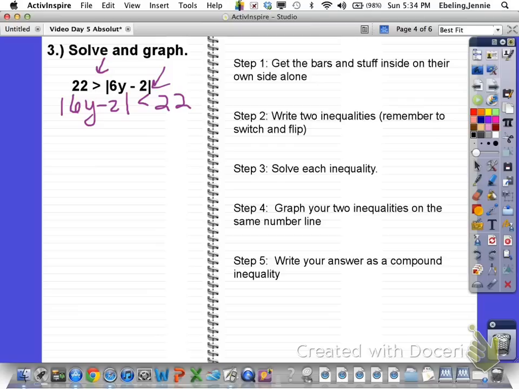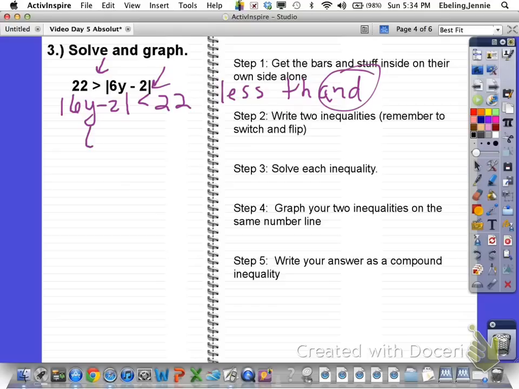Because when the absolute value is on the left-hand side, this is when I can read the inequality as the greater than or the less than. So this is absolute value of 6y minus 2 is less than 22. So this scenario is a less than. Remember how I said to pronounce it? So you know it's an and situation.